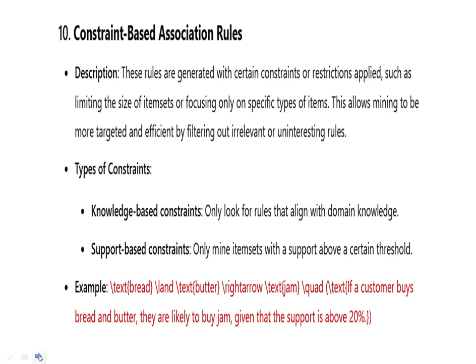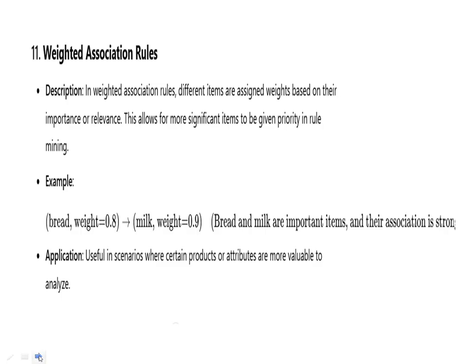And constraint-based association, I have the following: knowledge-based constraint and support-based constraint. For example, butter and jam with support at 20%. And weighted association rules: the weighted association rule gives different items weights based on their importance or relevance. I have a scenario for using bread weight and milk weight.